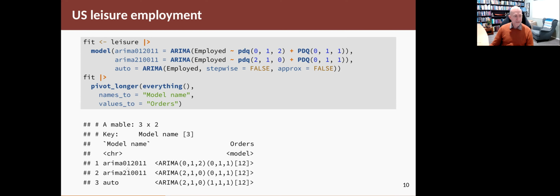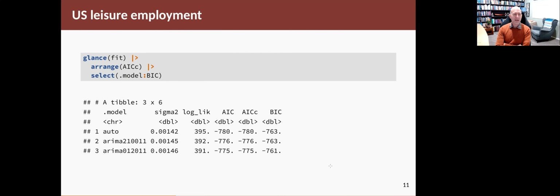And after all that work, it's come back with almost the same model as I came up with. The only difference is this one here. It's come back with a seasonal AR1 parameter as well as a seasonal MA1 parameter. So a slightly different model, but otherwise it's pretty similar to my second guess.